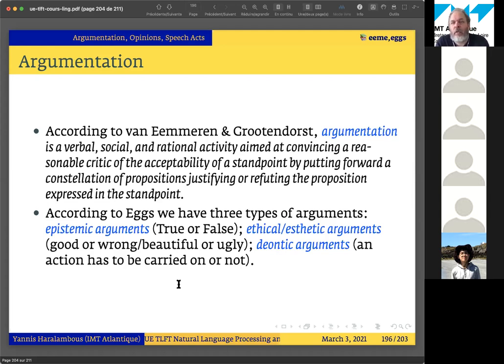And since this is an important activity, one branch of natural language processing is dealing with argumentation mining, or finding arguments. And this is also useful for detecting fake news, because very often fake news are not just simple facts which are fake, but also a complete argumentation that is based on false facts or makes argumentative errors to obtain false conclusions.